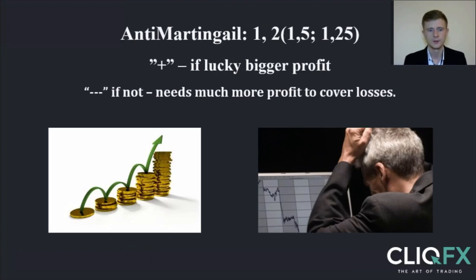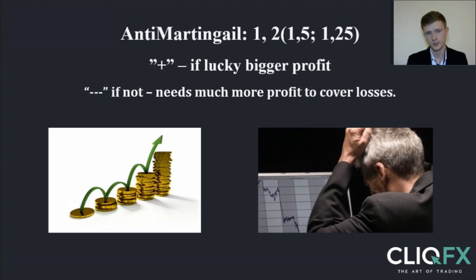Anti-martingale. How it works: you enter a position and you win. On the next position, you should increase the volume of the trade. It could be 1.25, 1.5 or 2 times. And like this, all the time, you keep increasing the volume. But you increase just in the case when your position is profitable, when you're lucky.